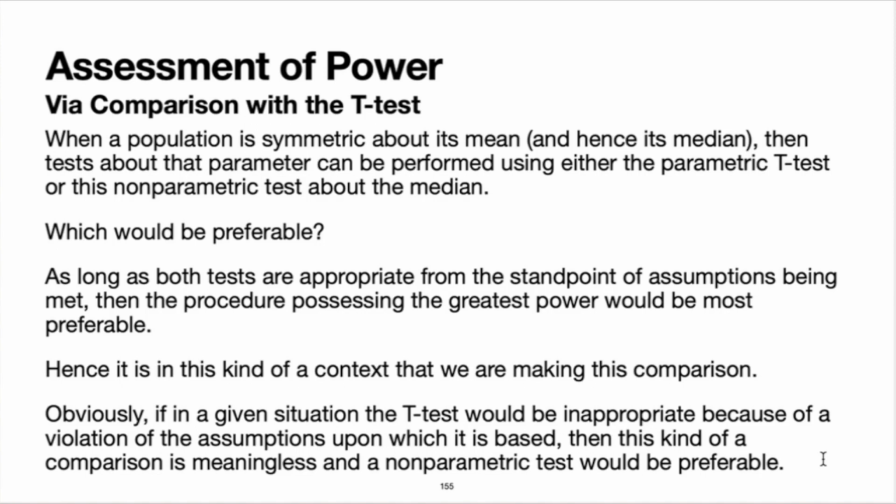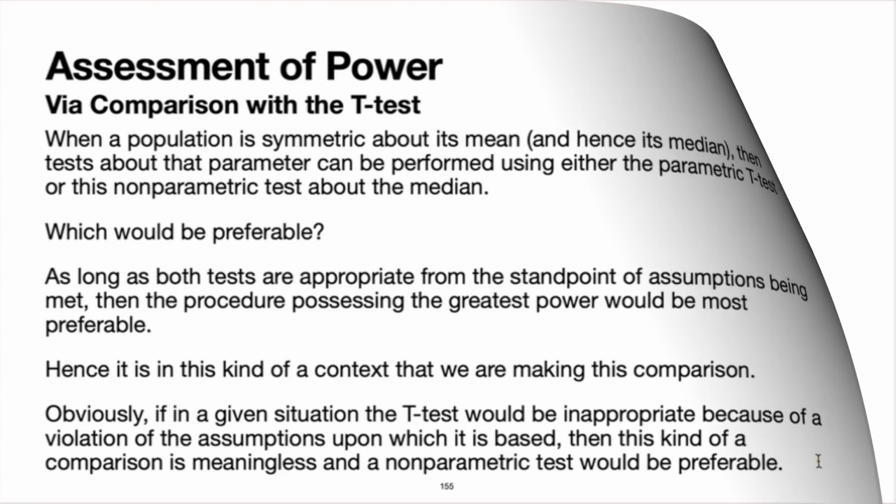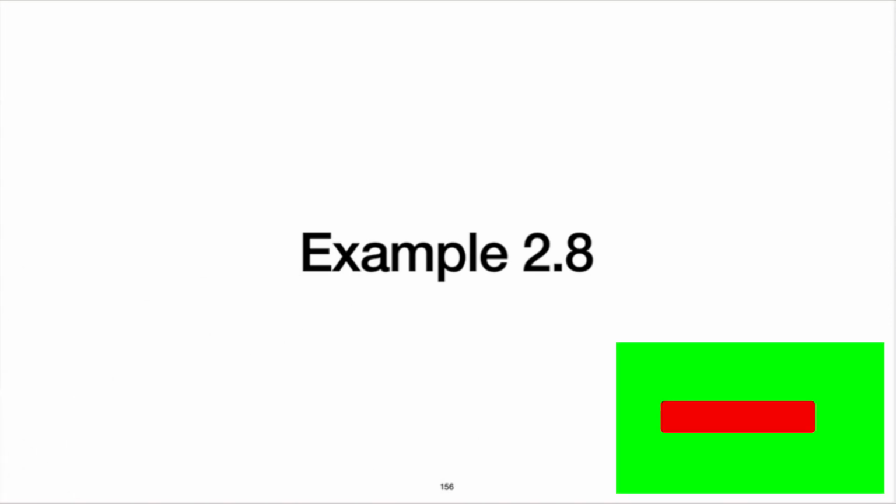Obviously, if in a given situation the t-test would not be appropriate because of a violation of assumptions or something like that, then this kind of a comparison is meaningless and a nonparametric test would be preferable. So we're going to look at a series of examples, each taking looks back at examples 2.1 through 2.3. We'll start off with example 2.8.